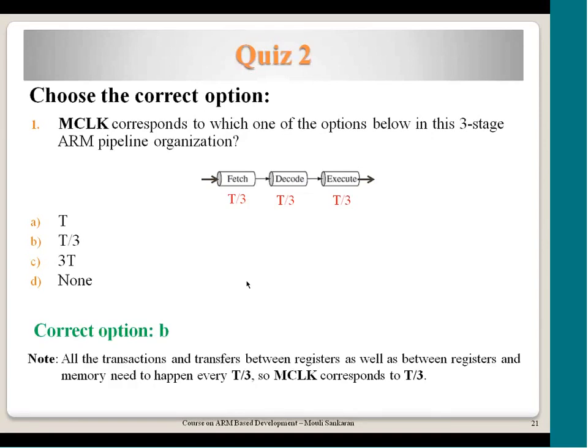The correct option is B. Why? Because M clock is a signal which is going to the memory also, right? As I told you, it is a 2-phase signal, and that whole thing corresponds to M clock. So within that, the memory has to provide the instruction, and within the clock the execution has to happen. So t by 3 is the time taken for every stage to execute a particular instruction. Okay, so the correct option is t by 3.